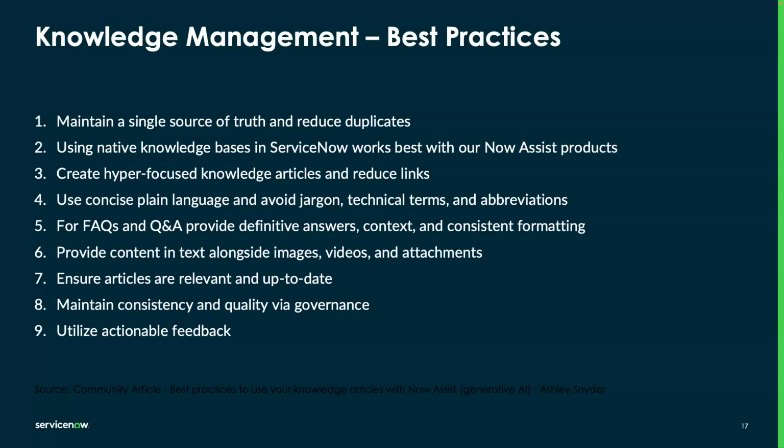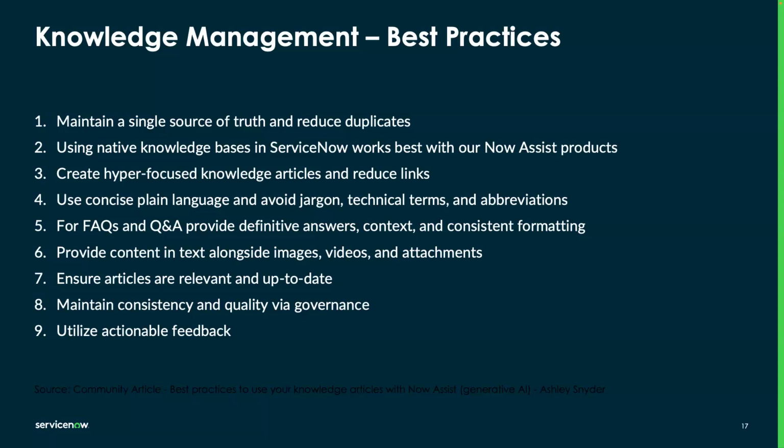So some of the quick tips or best practices for knowledge management is, one is maintaining a single source of truth and reduce duplicates. So you don't want 2 articles that are basically duplicates served up. We're gonna incur some ambiguity.